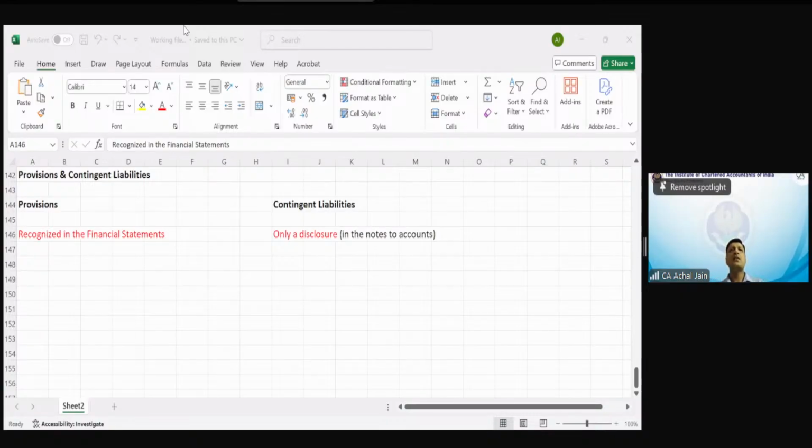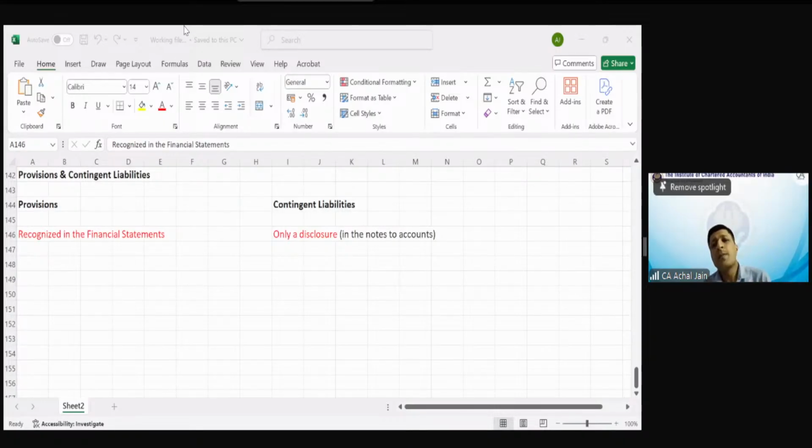Great. Sahil says AS29. Very good. So that's the accounting standard. But what is the requirement of the accounting standard? What is the requirement of this accounting standard on the basis of which a provision will be recognized or a disclosure of contingent liability will be given? Prem says it has to be passed by the board of directors. Okay.